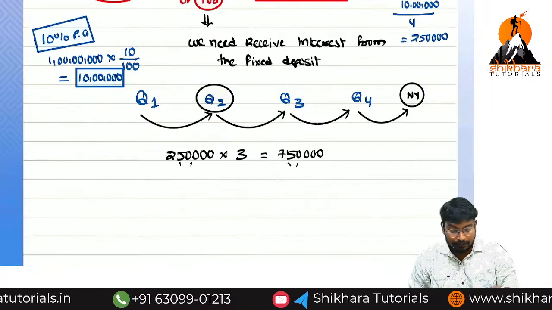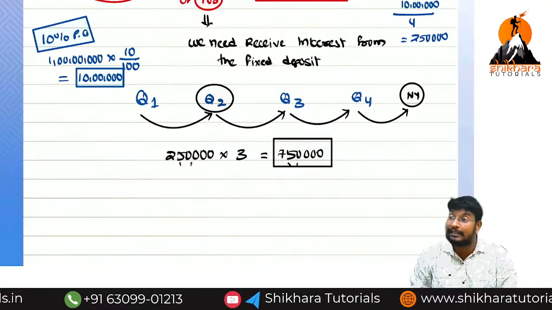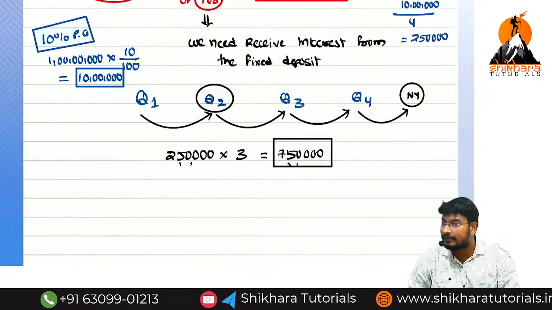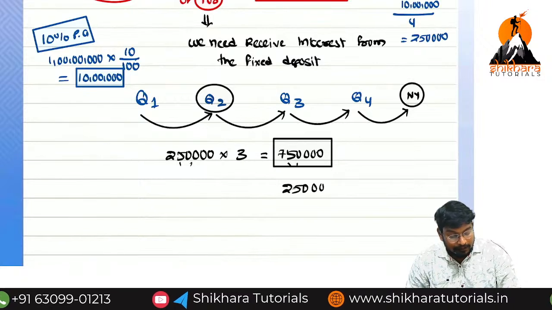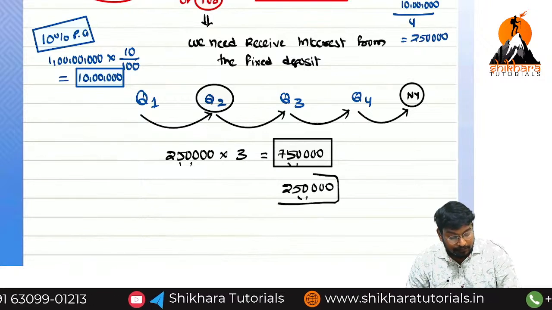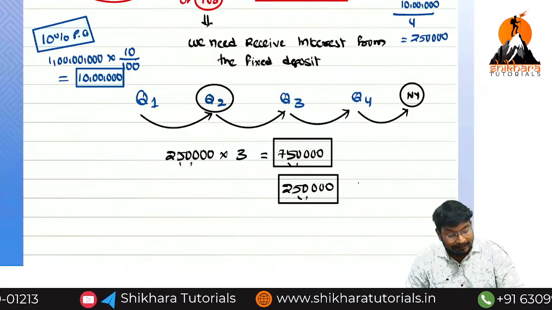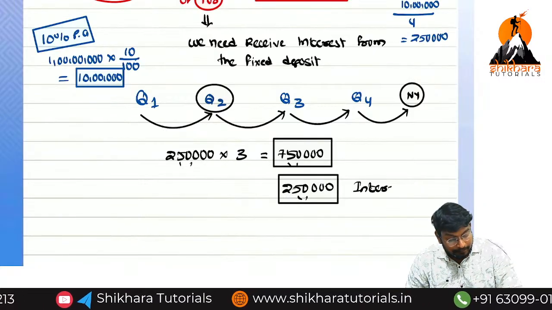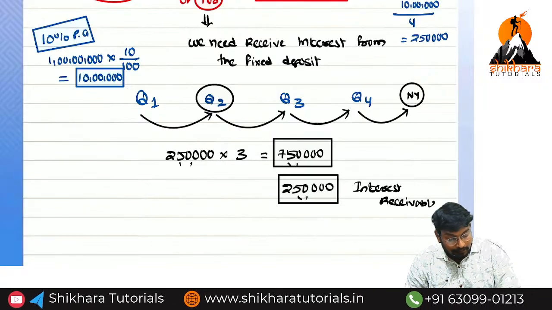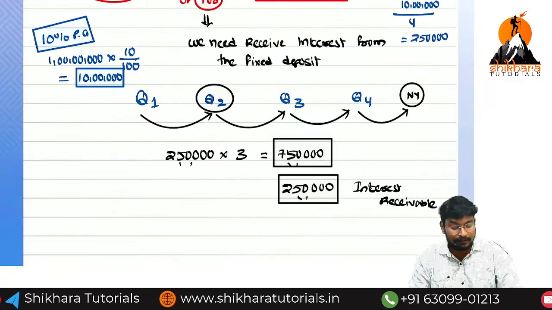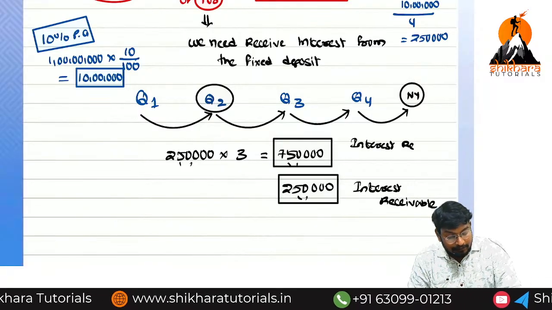So is this 7,50,000 called interest received or interest receivable? Interest received. But what is the balance amount? The balance 2,50,000 is called income receivable, nothing but interest receivable. And the 7,50,000 is interest received. Are you getting the point?